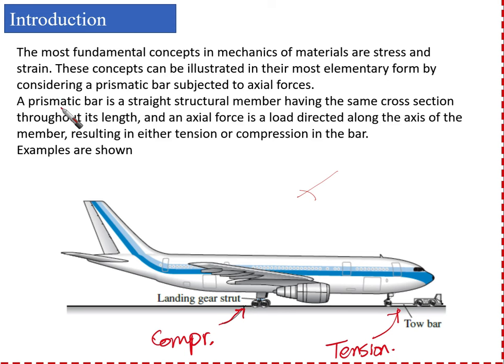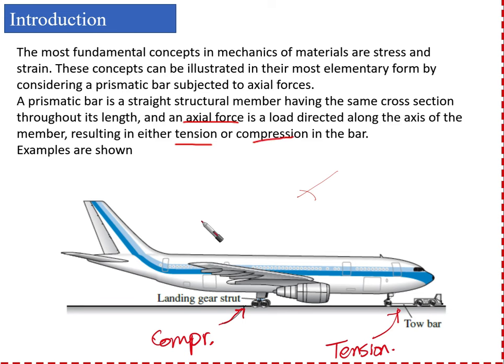It is a straight structural member having the same cross section throughout its length. And whenever I say axial force, it is a load directed along the axis of the member, resulting in either tension or compression in the bar, right?